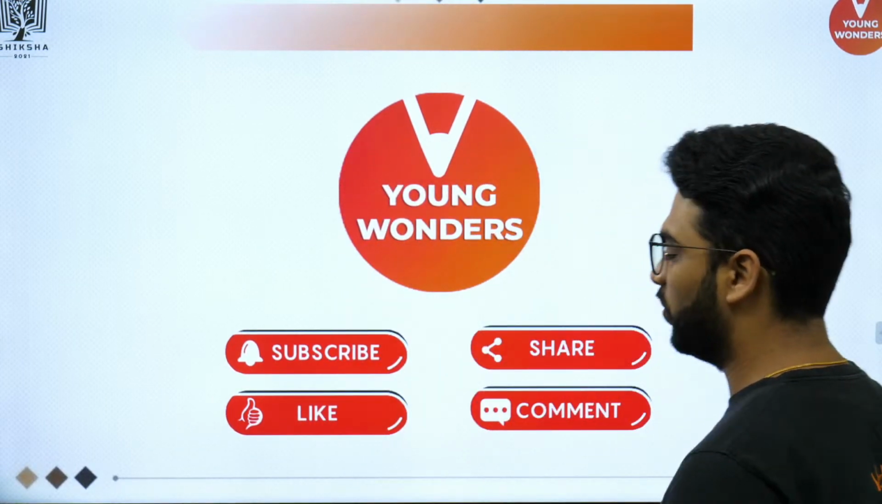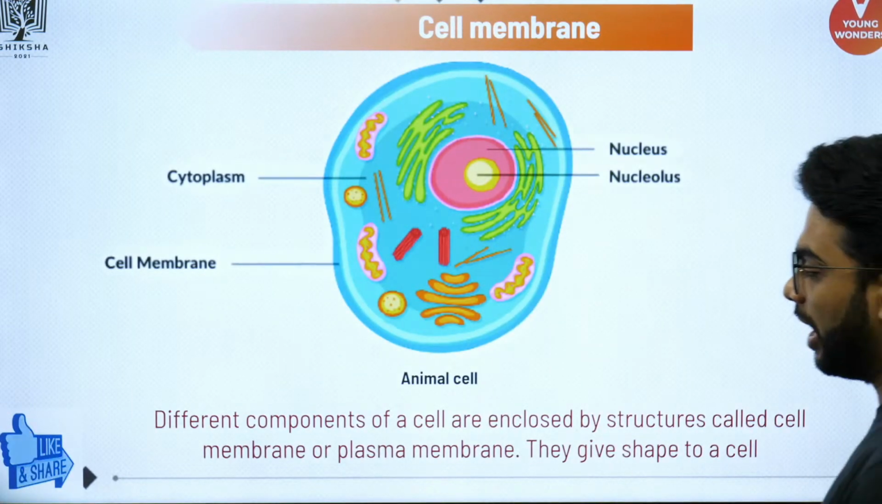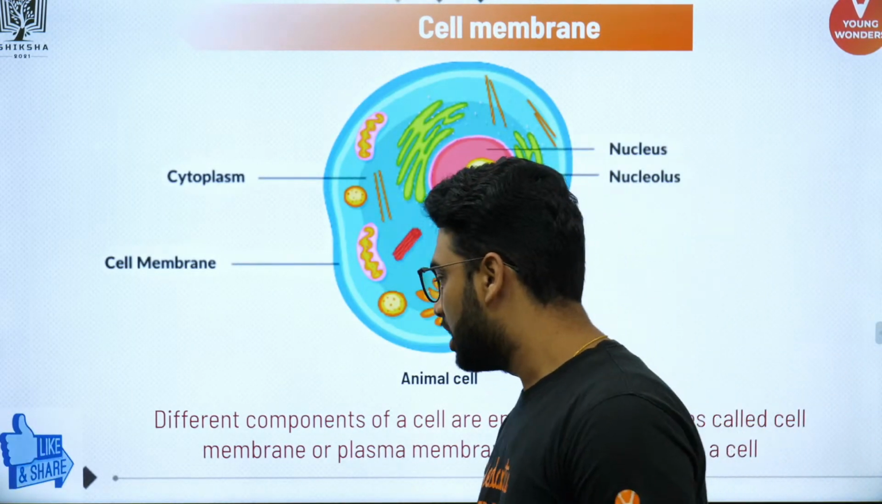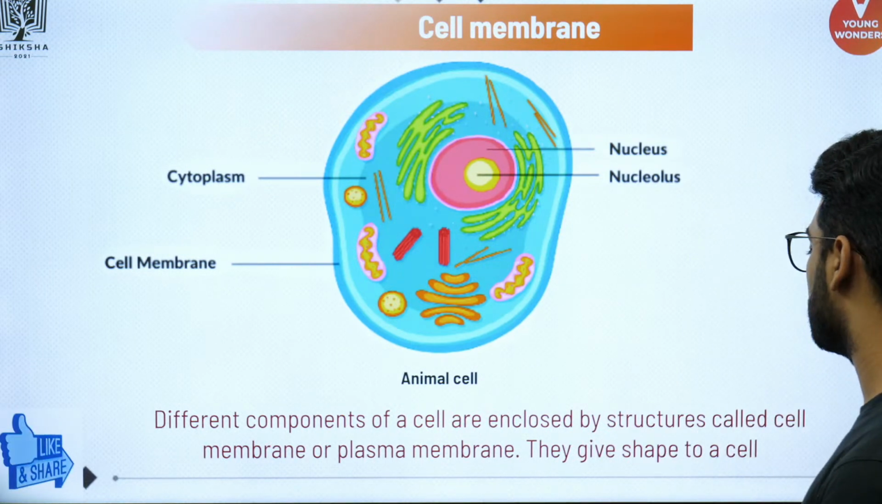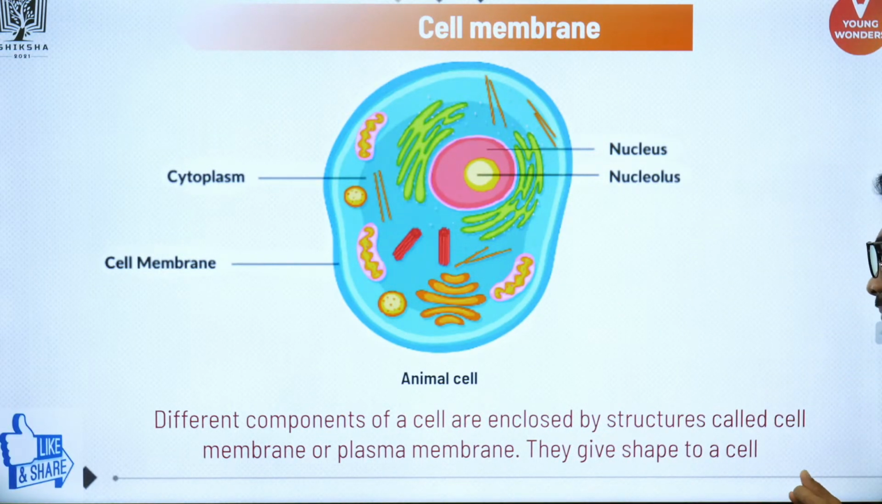Chalo. So on that happy note, let's start learning about the cell membrane, right? So different components of a cell are enclosed by a structure called the cell membrane or the plasma membrane. It gives the shape to the cell.